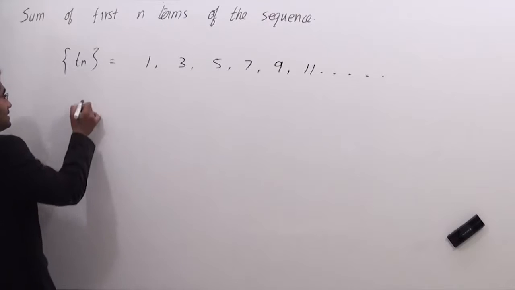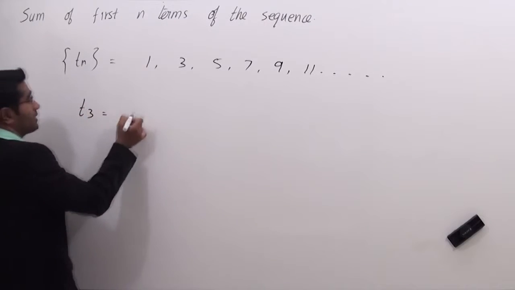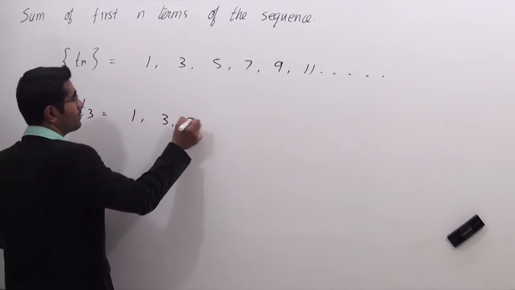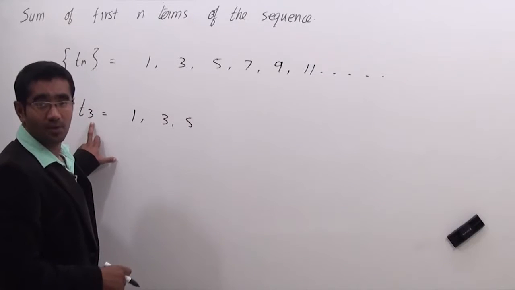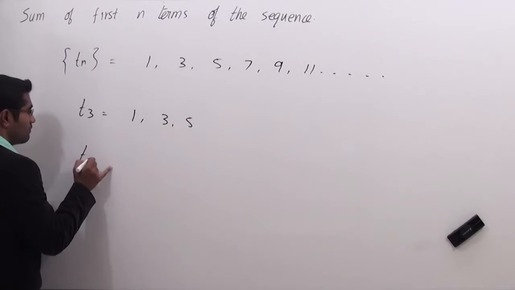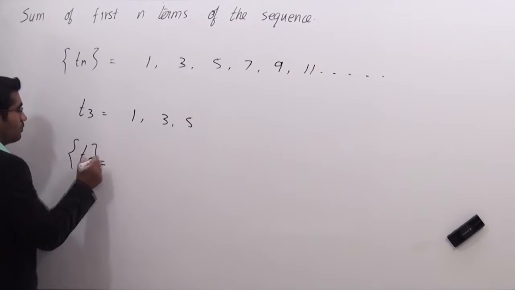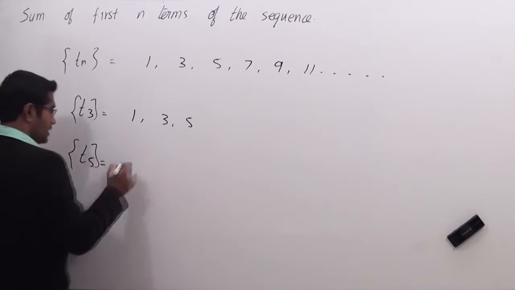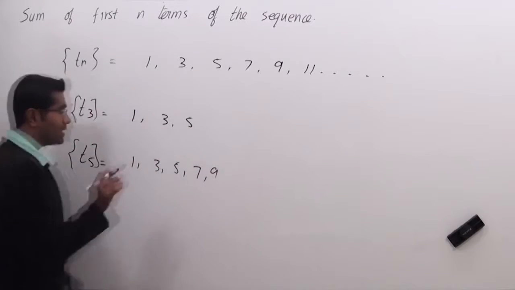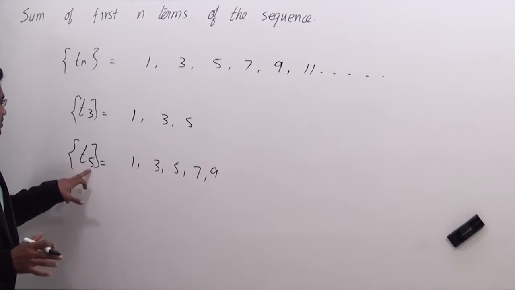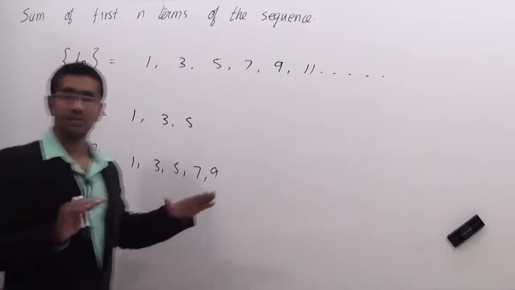Let's suppose I say T3. What do you mean by that? 1, 3 and 5. The sequence ends here. Why is that? Because there are 3 terms I'm talking about. All right, so if you say T5 like that with a bracket, basically there are how many terms in this? Like 1, 3, 5, 7 and 9. So that's how it ends. It ends there because I'm talking about 5 terms of that sequence, nothing much.